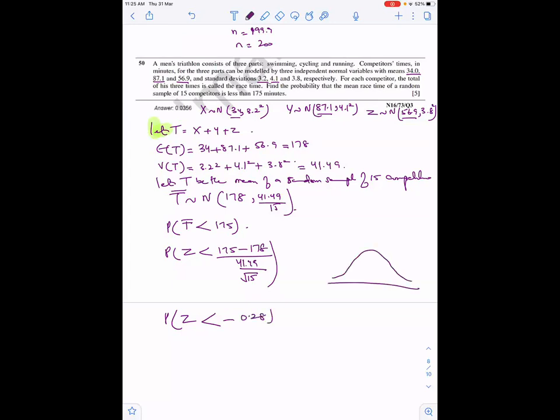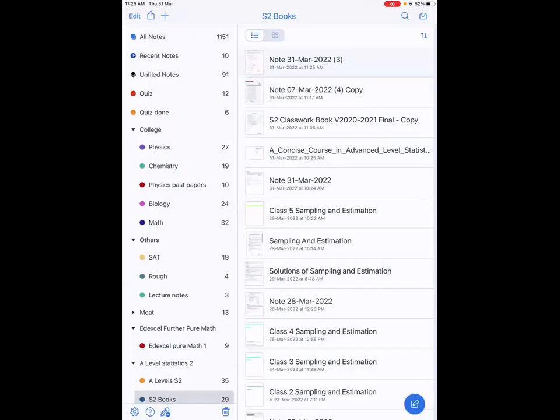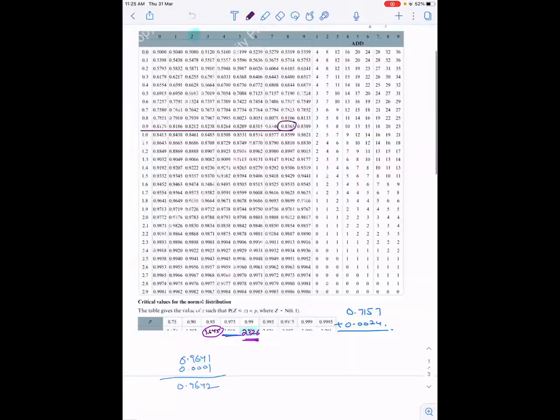Minus 0.28 is in the lower end here. You want it to be less. You want this part, so you can create a symmetrical thing here. And obviously, 1 minus phi of 0.28 is going to give the answer. 1 minus phi of 0.28 from the table. 0.28 gives 0.6103.